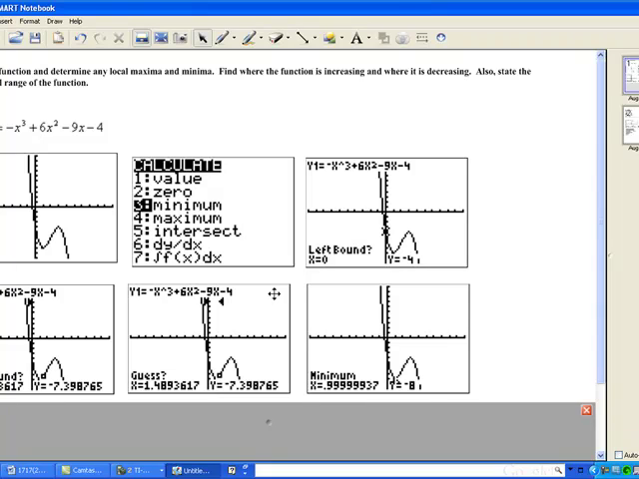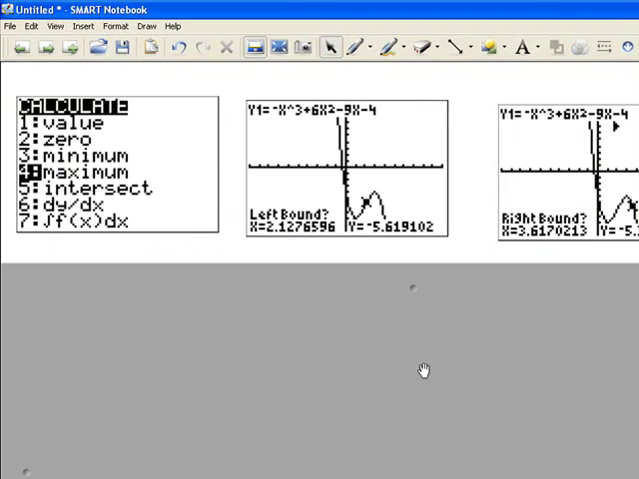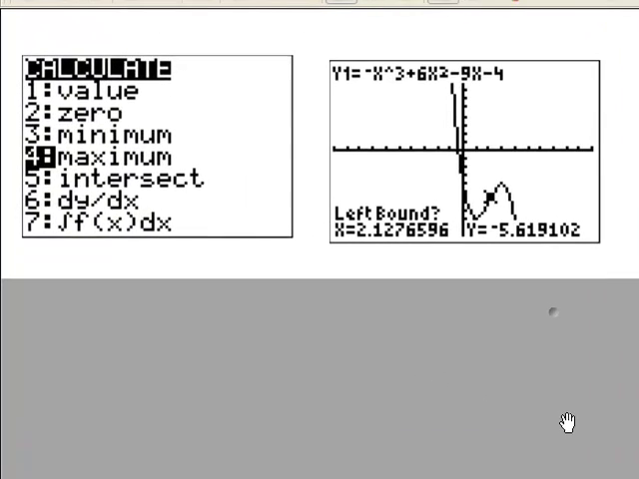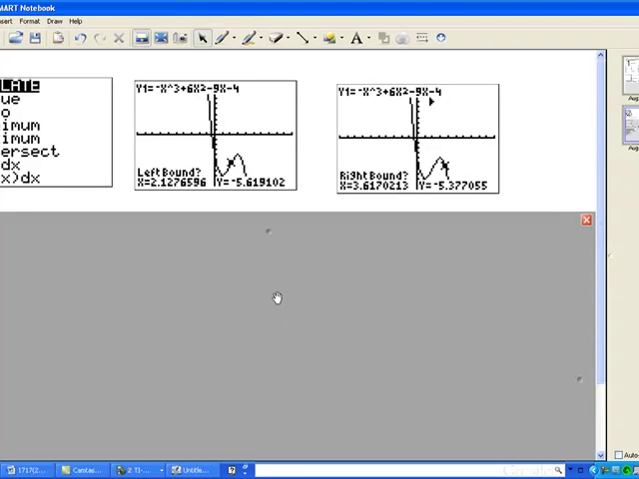Now that we've located the minimum, next let's find the maximum. To find the maximum, press second, trace. This time select the maximum key, which is number 4. Okay, then it'll say left bound. Make sure your cursor is to the left of the maximum. It already is, but you may want to move your cursor a little bit closer to the maximum, but keep it to the left hand side. Enter. Next, we have to find the right bound, so now move your cursor to the right hand side of the maximum. Once you have it to the right hand side, enter.